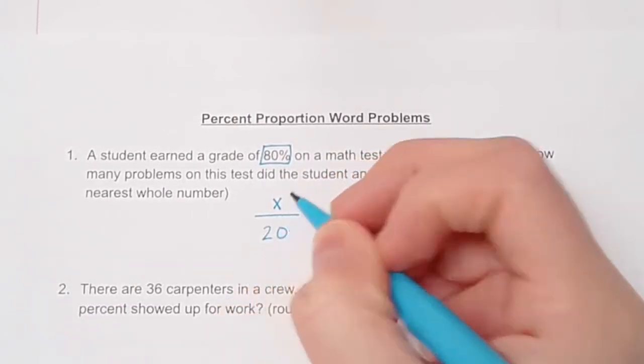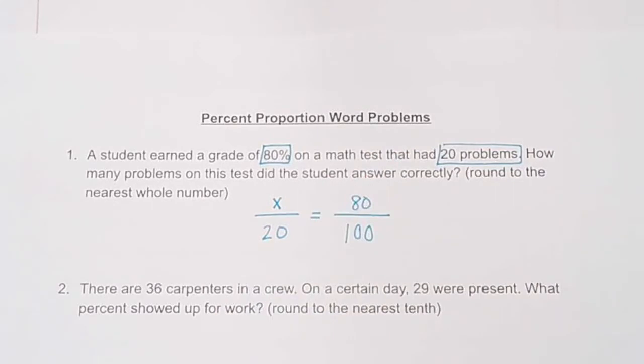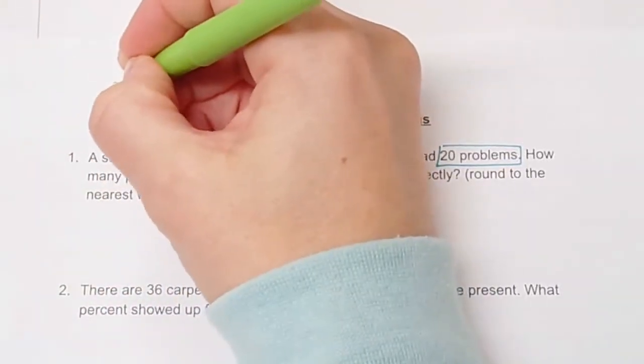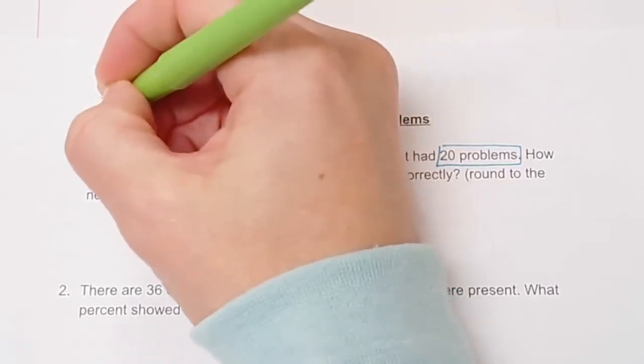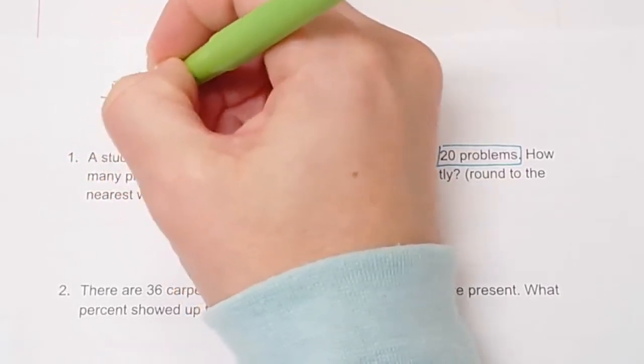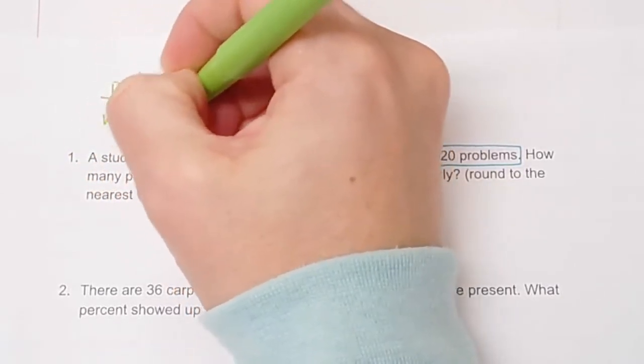Once again, the reason 20 is going down there is because it's my whole. It is not my part. It is the whole number of questions on this test. And remember, you set it up as part over whole equals percentage over 100. That's what we're using to do these.